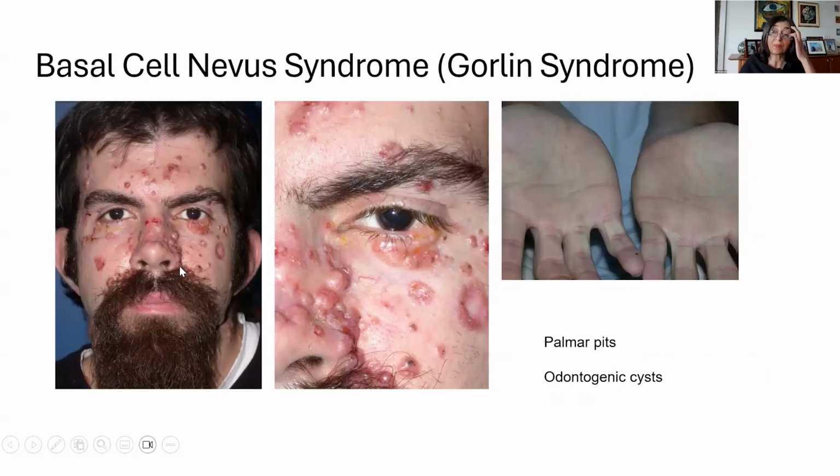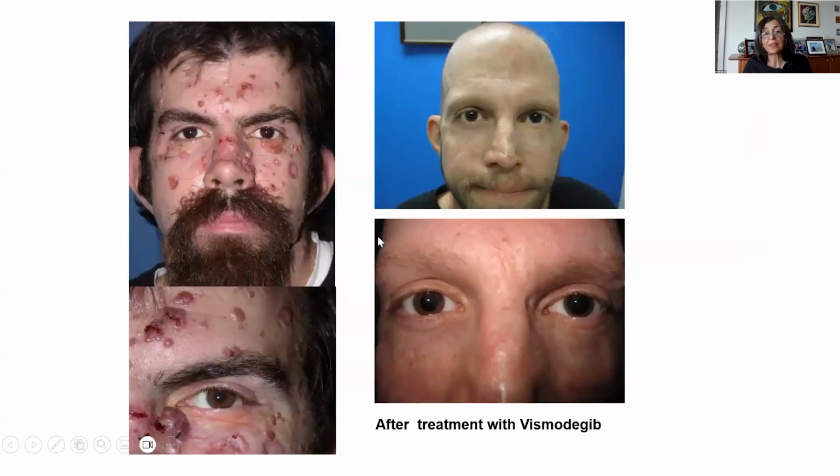This is an example of a basal cell nevus syndrome. This patient has numerous basal cell cancers on his face. This condition is autosomal dominant, and it is also associated with what we call palmar pits. These are tiny little pits that you can see in the palm of the hand, and odontogenic cysts. This is a condition that, of course, we used to treat surgically, but now with the availability of sonic hedgehog inhibitors, we do have that option to offer.